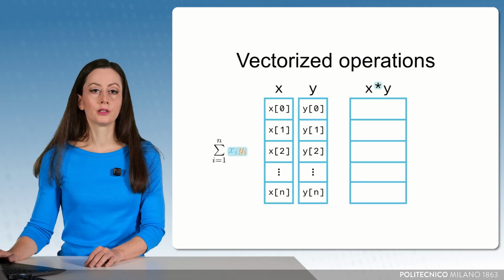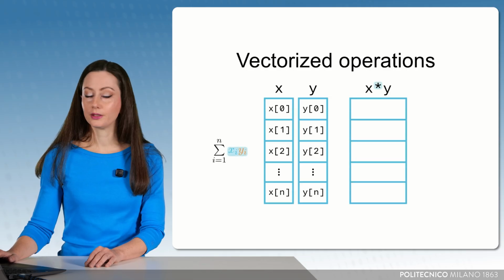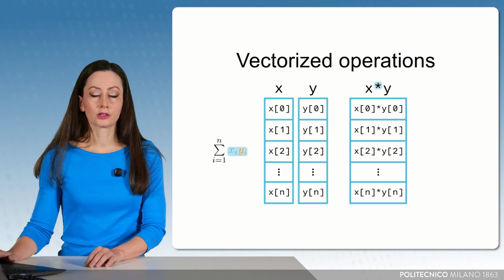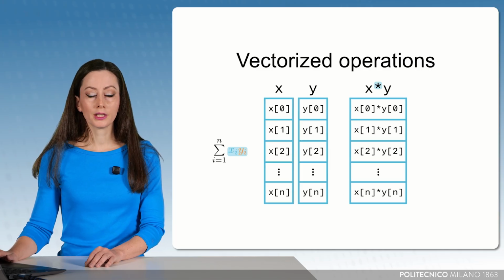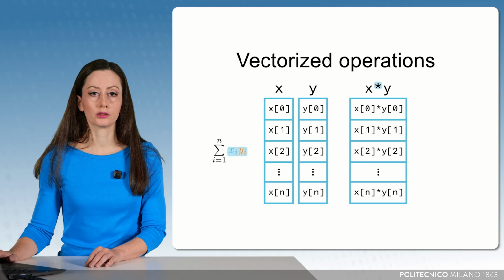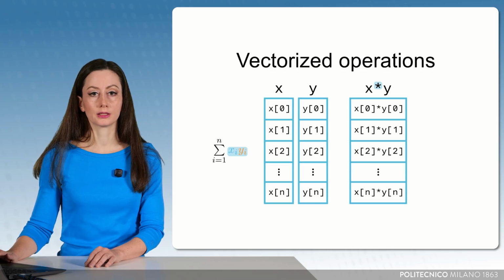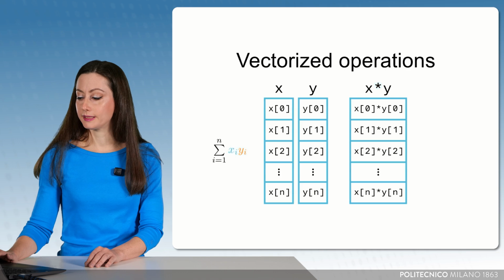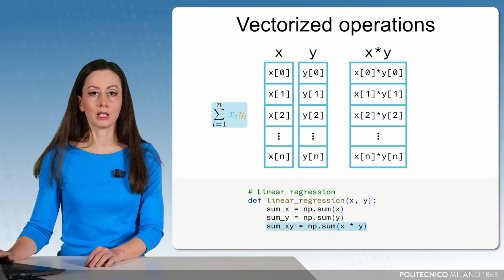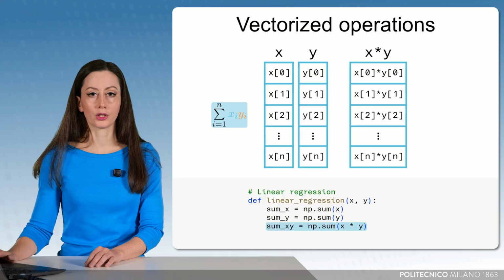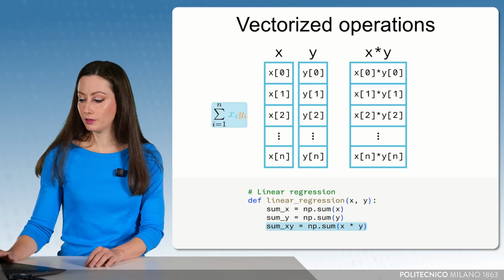The operation x star y creates a new array whose first entry is the product of the first entries of x and y, the second entry is the product of the second entries, and so on, all the way up to the last element. As a consequence, with np.sum of x times y, we compute the sum of all the products, and we call this term sum xy.